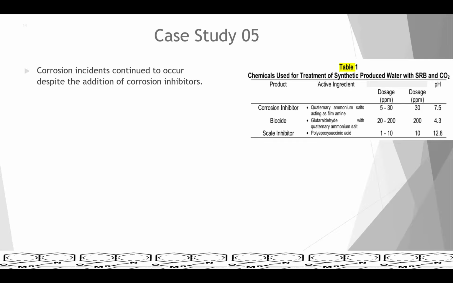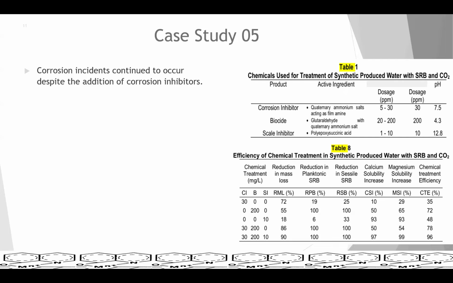Again, this was not my work, but I was a collaborator. A PhD student from Venezuela resolved this issue. But before he started, the recommended dosage by the vendor was 30 ppm of corrosion inhibitor, 200 ppm of biocide, and 10 ppm of scale inhibitor. This was what the vendor suggested. But in the field, they were adjusting the concentration to range from 5 to 30 of corrosion inhibitor, 20 to 200 of biocide, and 1 to 10 of scale inhibitor.